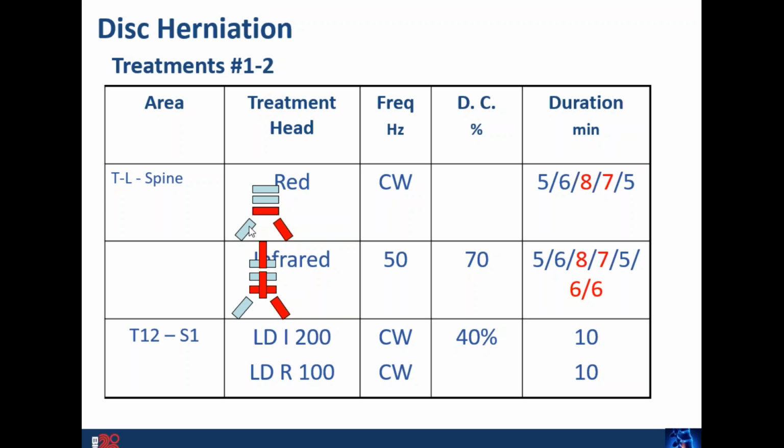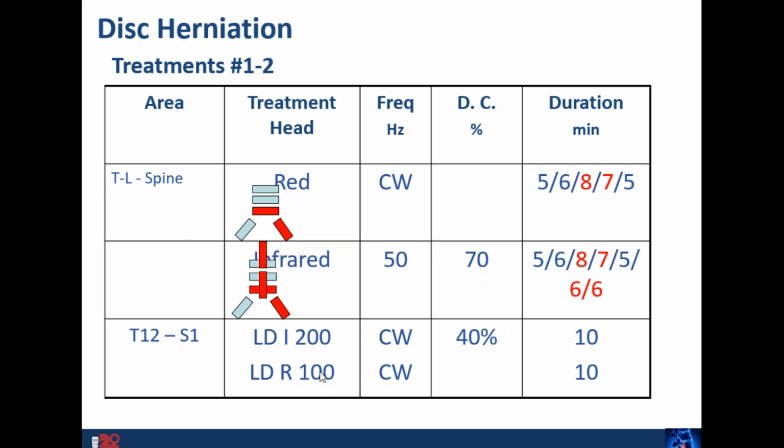When we went to do the infrared dual array, you can see that we added extra placements vertical overlying the TL junction and the L5-S1 area, again because of the extent of the spasming and the area of damage. We started off with 50 hertz and 70% duty cycle, and we used both probes, our infrared 200 milliwatt probe, continuous wave. However, we did set it at 40%. We typically do that on the first few sessions and see how they respond. And we also use the red probe.